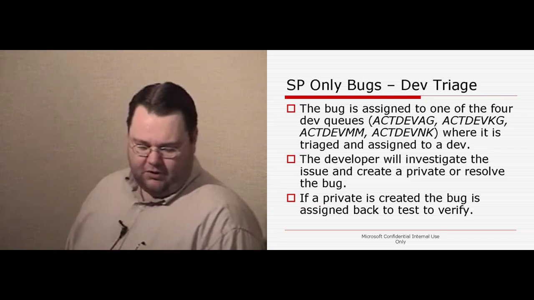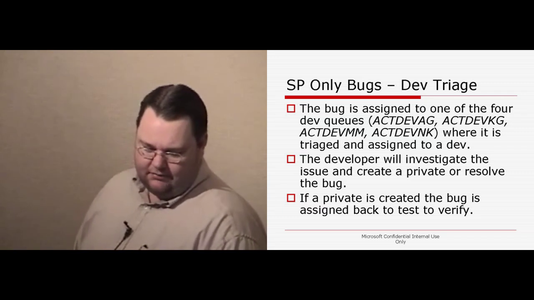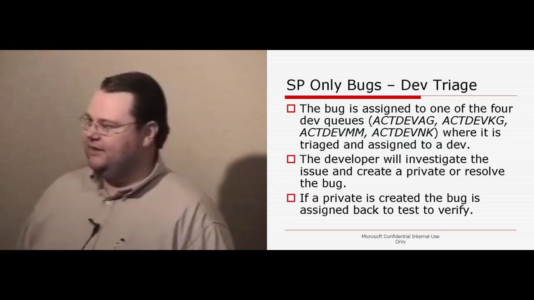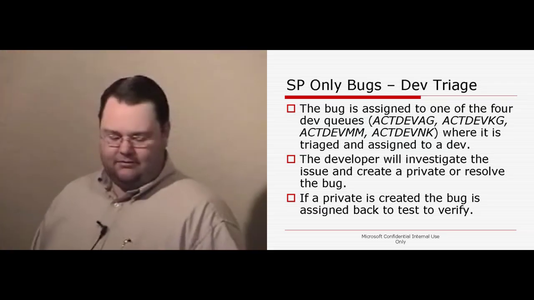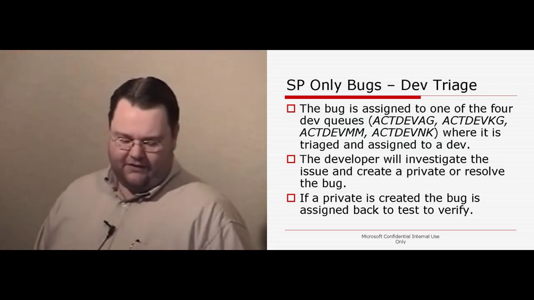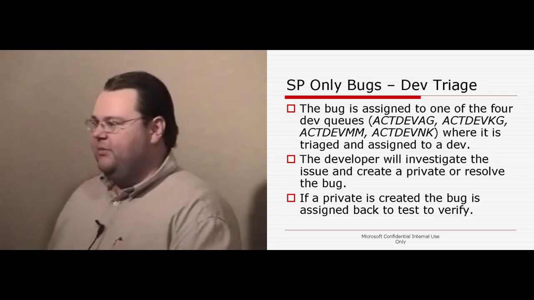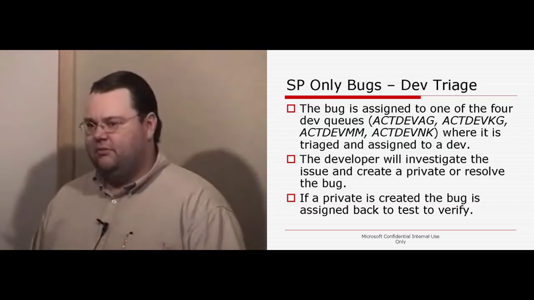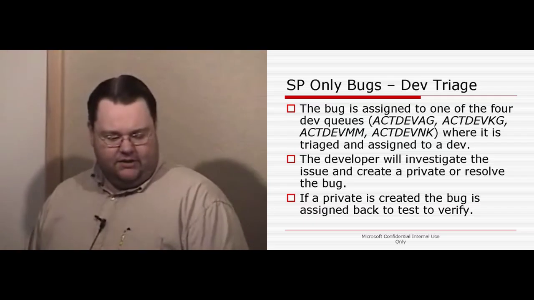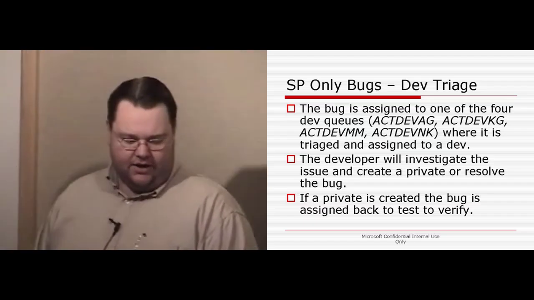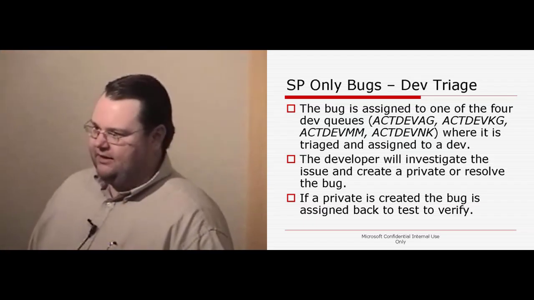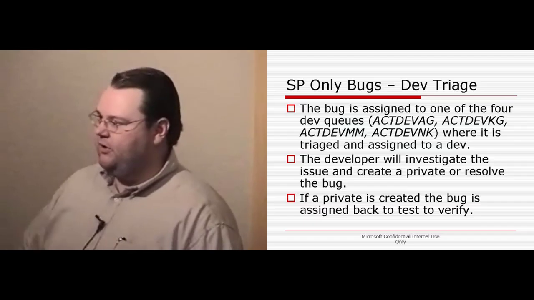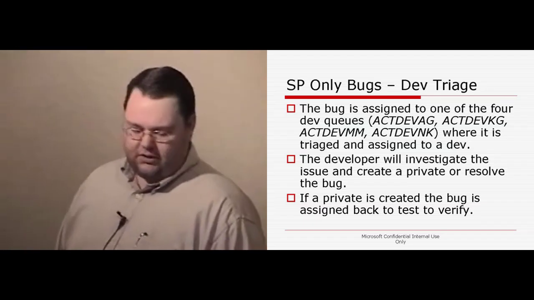So the developer will work on it as soon as they figure out what the issue is and decide that it is actually an issue and that it's something that they think they're going to fix. Then they'll create a private, or they'll resolve the bug out as won't fix or duplicate or that kind of thing. Just like the GDR. Once they create a private, then it gets assigned back to the tester. You'll take it from that point. You'll install the private, just like the GDR. Work through that whole process again.